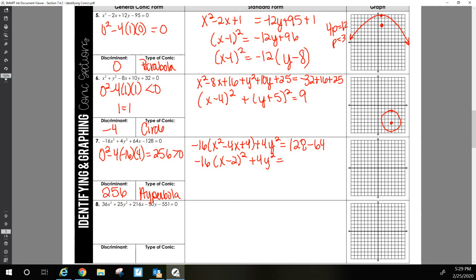128 minus 64 is going to be 64, which is what we divide off by, because hyperbolas and ellipses all have 1 on this side, right? Now be careful, this is negative over here, so really it needs to be on this side. So my positive is going to go over here. 4 goes into 64 16 times, and since it's positive, it's going to go first. Negative 16 goes into 64 4 times, so it's going to be minus (x minus 2) squared over 4 is equal to 1.